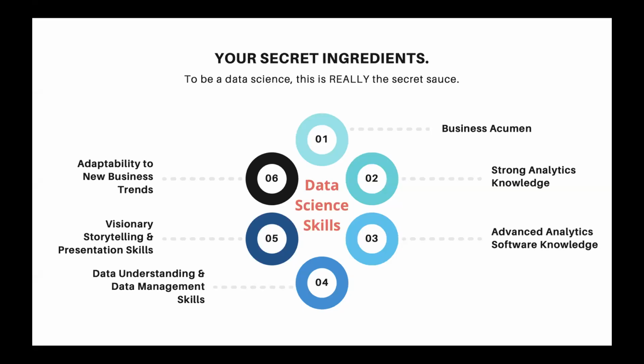Your secret ingredients when it comes to data science are business acumen and strong analytics. So remember, you're looking at your data, you're analyzing it, and you're telling a story from there. You need to have skills in managing data, and be able to tell the story: we're getting this data, this is what's happening, and these are the results that you've gotten.